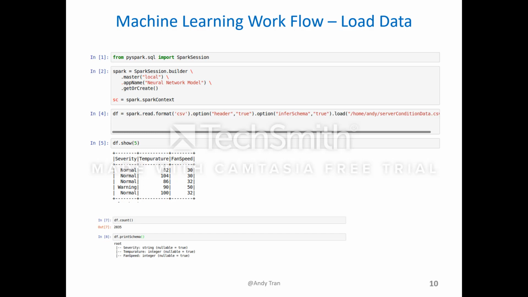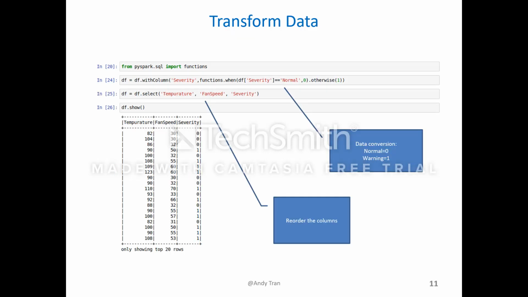So here I'm loading the data which I generated. The data basically has three columns: severity, temperature, and fan speed in percentage. Temperature is in Fahrenheit, and the severity is either normal or warning. Here I transform the data. Basically, I change the severity normal to 0 and warning to 1. So when I run the data through my model, it produces either 1 or 0, meaning that 1 is a warning. I need to take a look at my machine.